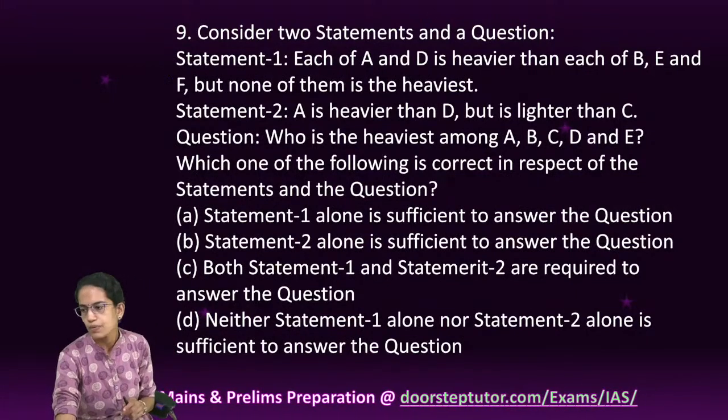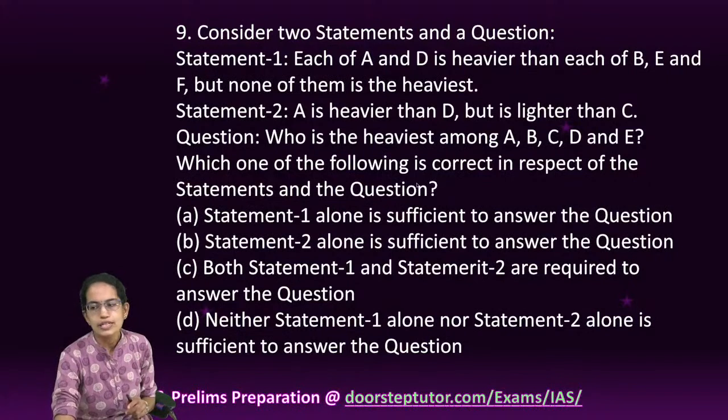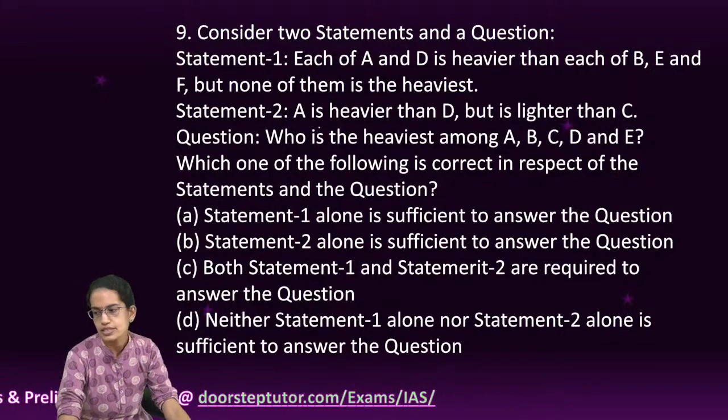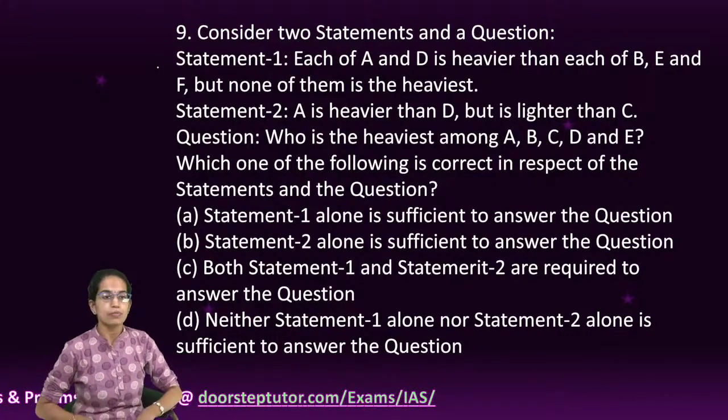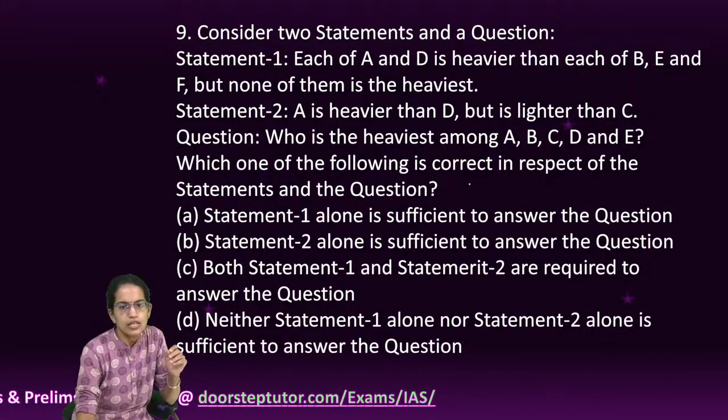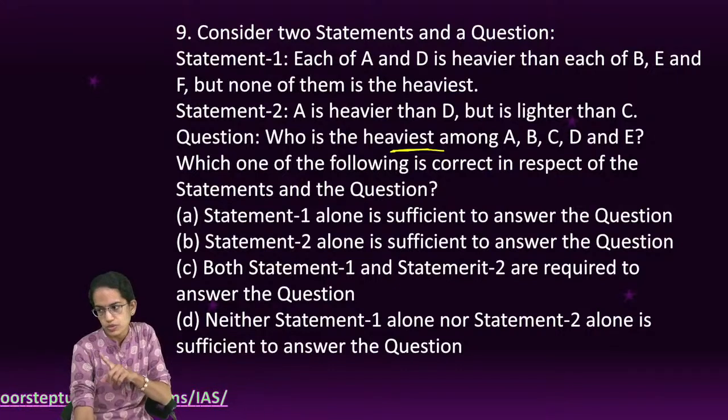Because what is important here? The important thing is you have a statement which is given here. Now this statement, the first statement itself, is sufficient to answer, but I had lots and lots of queries asking how, with statement 1 alone, we can say who is the heaviest. So you have to find out who is the heaviest. Clear? So that's the data sufficiency question again.